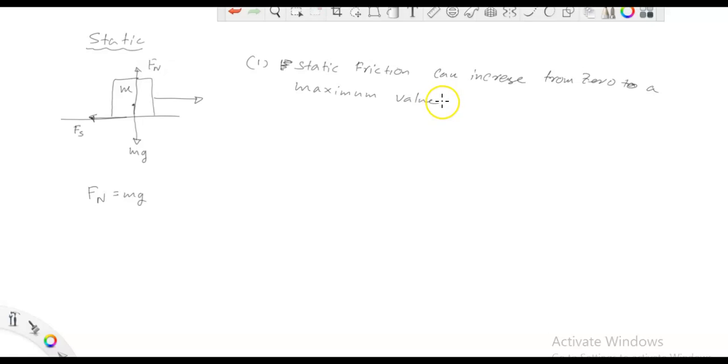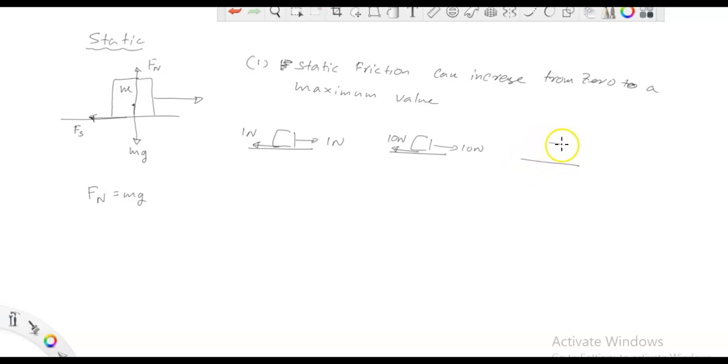So in order to move something, you have to overcome this maximum friction, right? Okay, so let's say you apply, now here's the object, you apply 1 Newton. Friction will match that with 1 Newton. And you increase the force to 10 Newtons. If it is still not moving, that means friction is also 10 Newtons. Whatever you apply, friction can match that.